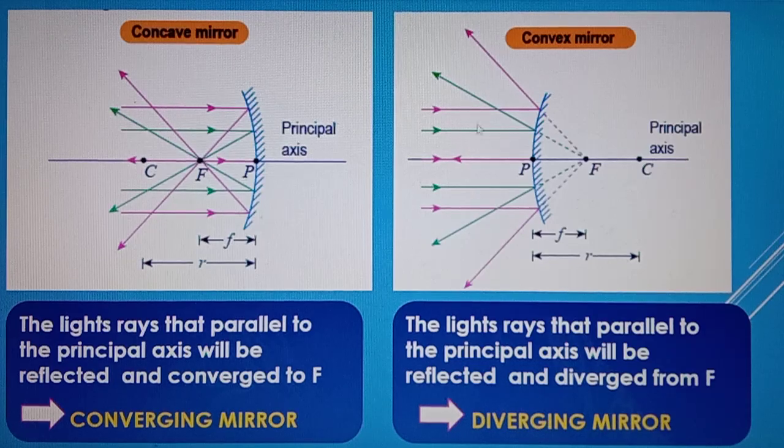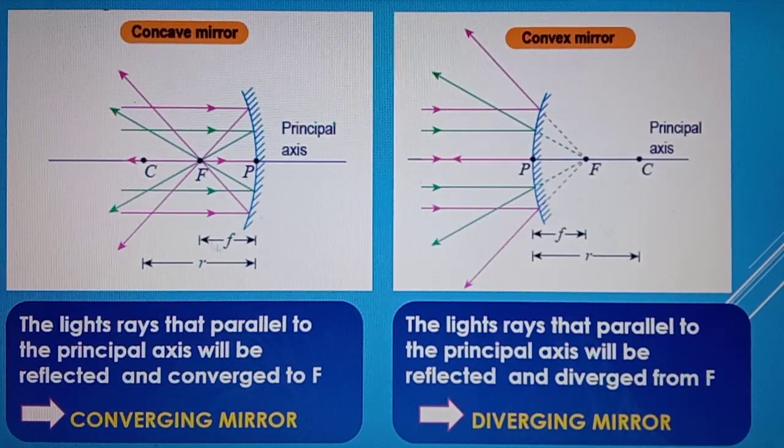Okay, same thing for the convex mirror here. This is the pole, or center, of the convex mirror. This is the focal point of the convex mirror, and C is the center of curvature of the convex mirror. The distance between P and F is the focal length of the convex mirror, and the distance between P and C is the radius of curvature. For this convex mirror, the focal point is virtual. It is behind the mirror. Okay, so that's the difference between concave and convex.